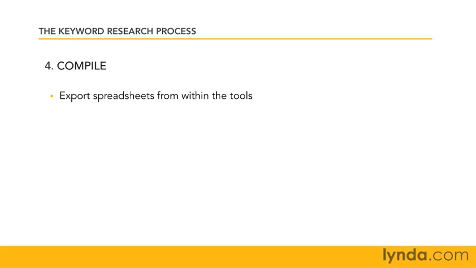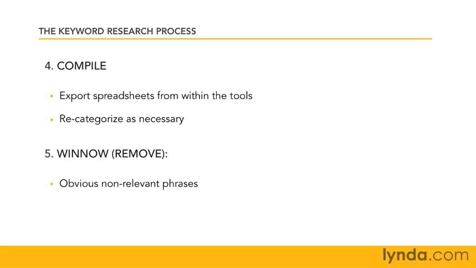Once you download the spreadsheets, you may need to recategorize things a bit, or do your initial categorization if you weren't able to do that before you started the research. While your spreadsheets are open, you'll want to also remove the keyword phrases that are obviously not good for your website. These include ones that are not relevant at all to what you offer, as well as some phrases that have extremely low search counts, meaning they just aren't searched upon all that much by your target audience.